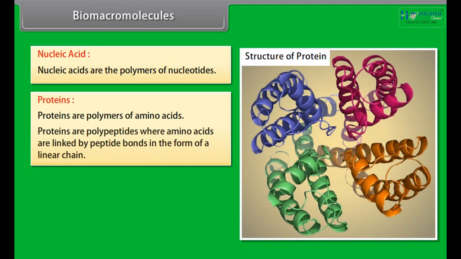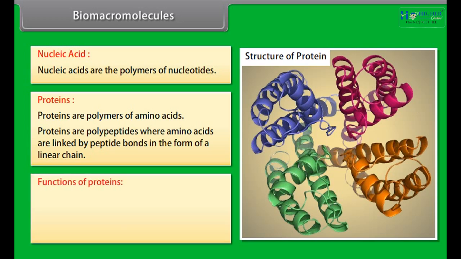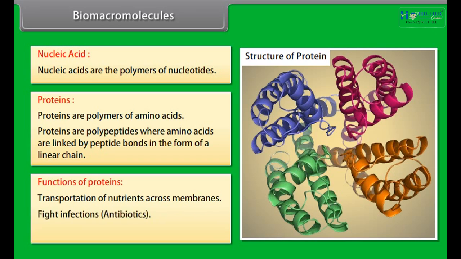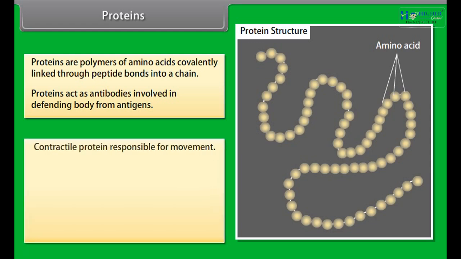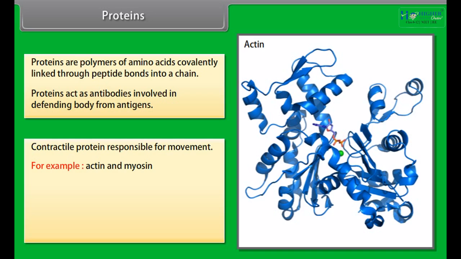Proteins are polypeptides where amino acids are linked by peptide bonds in the form of a linear chain. Functions of proteins: transportation of nutrients across membranes, fight infections, and act as hormones and enzymes. Proteins act as antibodies involved in defending the body from antigens. Contractile protein is responsible for movement, for example, actin and myosin.